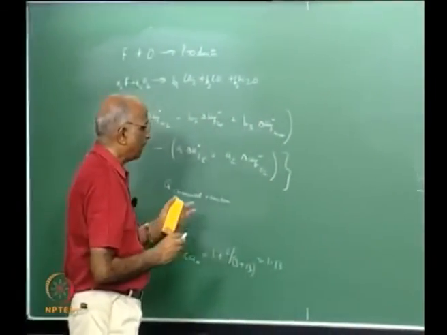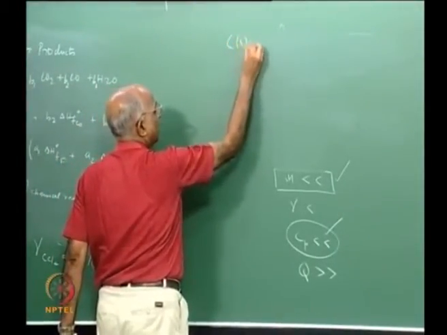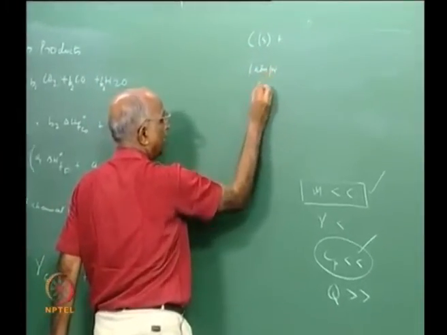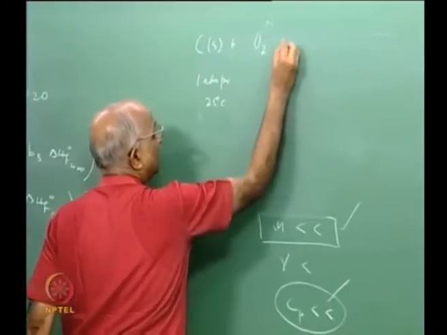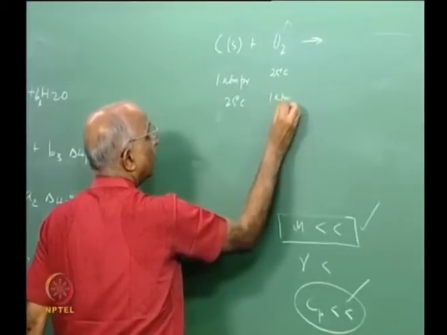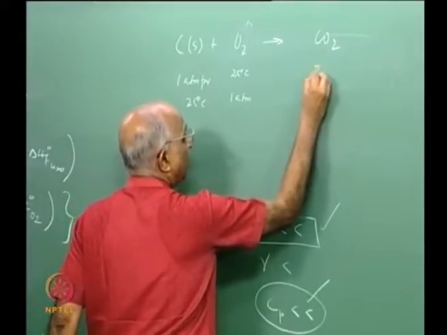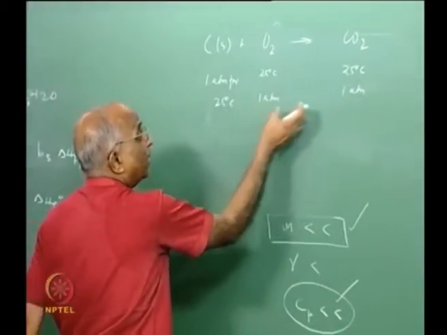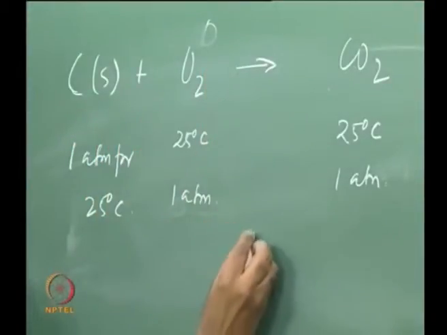Let us take an example. Let us say I form carbon dioxide. I do an experiment, I burn carbon at standard state. Maybe I take carbon, which is a solid, at 1 atmosphere pressure and initial temperature of 25 degrees centigrade. I react it with oxygen, which is a gas, again at 25 degrees centigrade and 1 atmosphere pressure, and now I form carbon dioxide. Again I want to form it at 25 degrees centigrade and at 1 atmosphere pressure. Then the energy required to form carbon dioxide from its elements C(s) and O2 will give me the heat of formation, right.